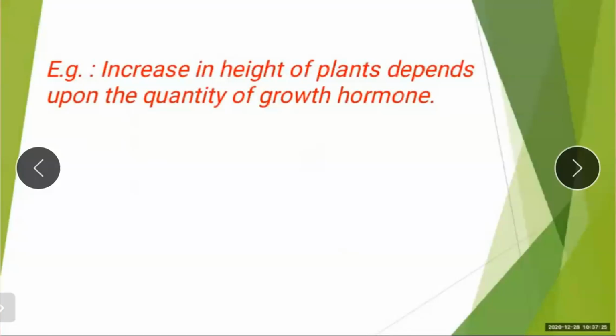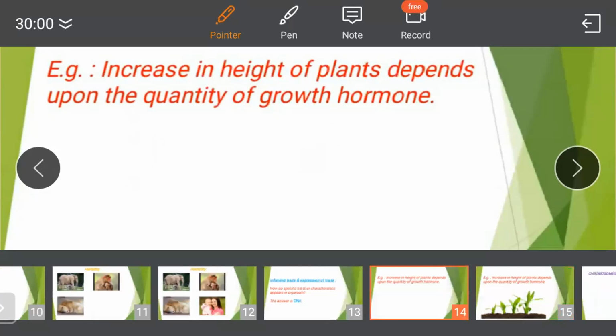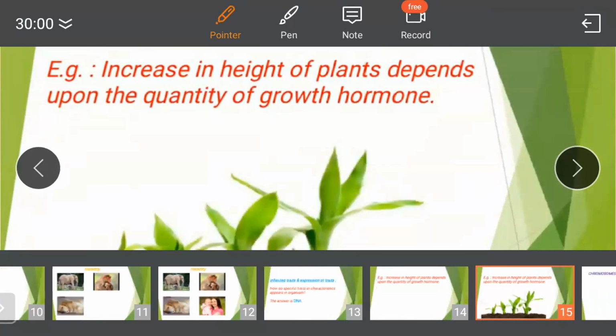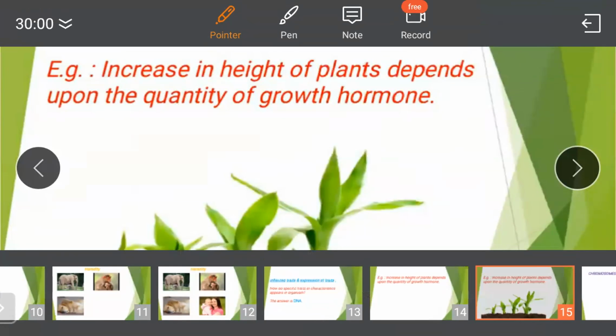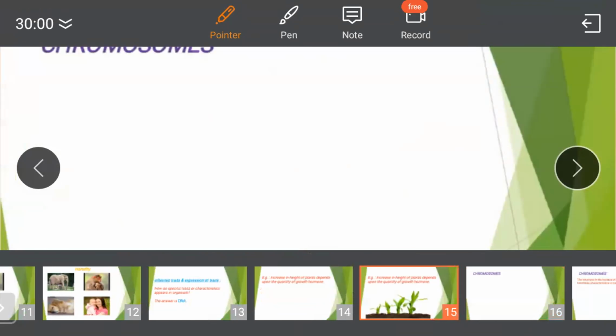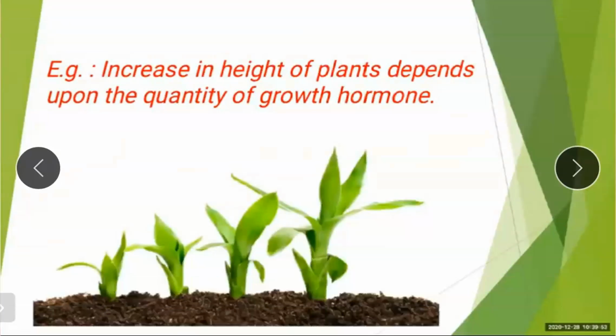To understand the concept of heredity, let us consider the characteristic of plant height. We know that there are growth hormones in the plants. From this example we can see that the increase in height of plants depends on the quantity of the growth hormone. In this picture, you can see some plants and how they grow, and all the plants have different heights. But what is the reason behind this? The growth in the height of a plant depends upon the growth hormone.